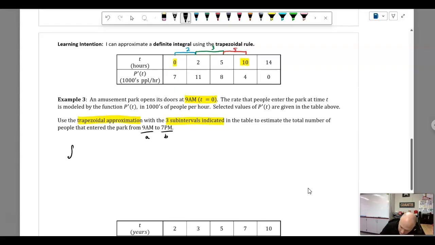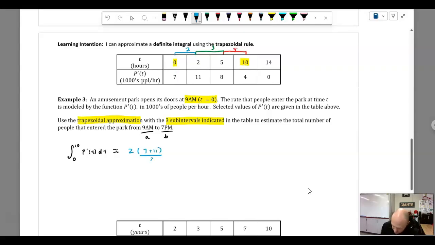So the integral from 0 to 10 of p prime of t dt, the integral of this rate that people are entering this amusement park with respect to time, is going to be approximately, well, for the first 2 hours, because that's what it is, the rate that people entered was 7 plus 11.